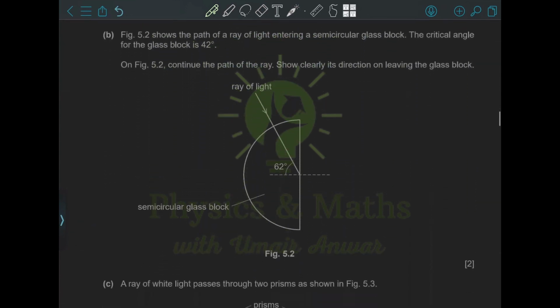The next part reads, Figure 5.2 shows the path of a ray of light entering a semicircular glass block. The critical angle for the glass block is 42 degrees. Now this information is very important. The critical angle is the angle at which the angle of refraction becomes 90 degree. And whenever the angle of incidence is greater than this value, the critical angle, then a particular phenomenon occurs which is called total internal reflection.